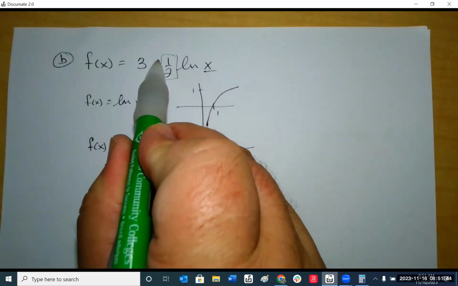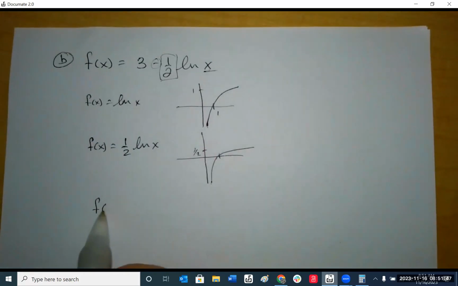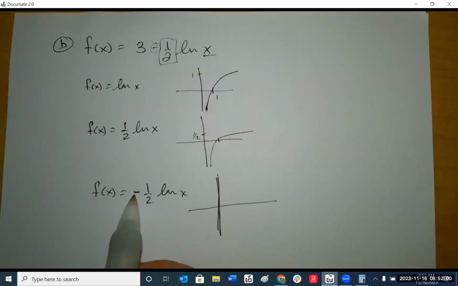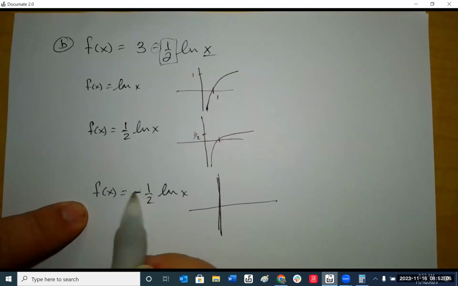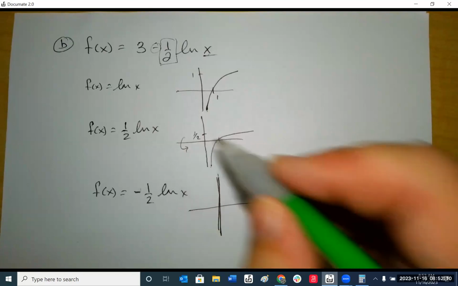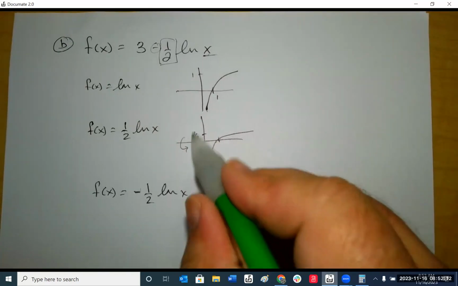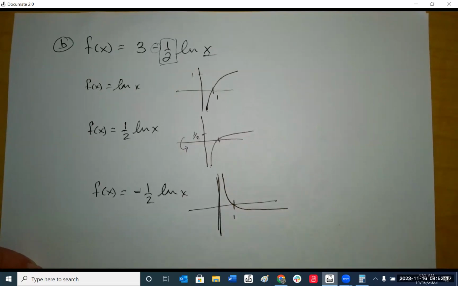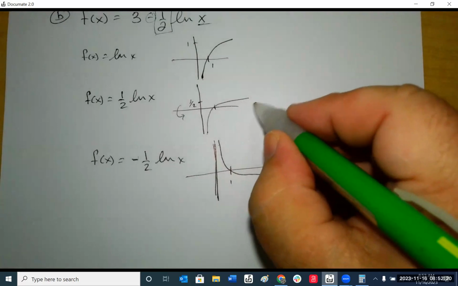Now working our way out, we have a negative here, a negative 1/2. What that means is no matter what this becomes, this is my y answer, but now it becomes negative. So that means I flip this. My positive answers become negative, my negative answers become positive. So I flip it and it becomes like this. It flips across the x-axis.